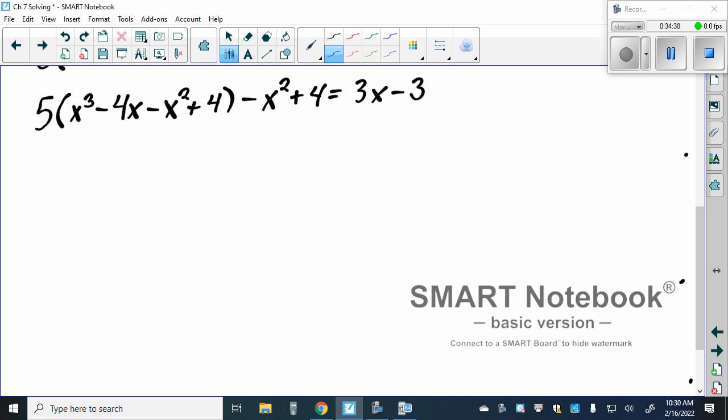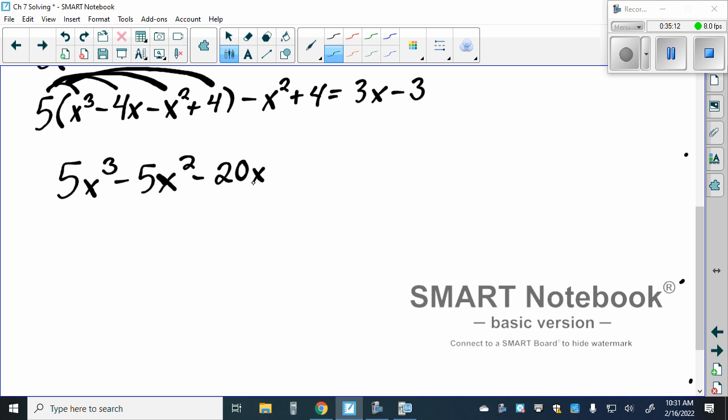I would go on and multiply the 5 and reorder as I multiply. Because 5 times x cubed is 5x cubed. Well, in standard form, x squared would technically be next. 5 times negative x squared would be negative 5x squared. So it's really multiplying it by the 5 and just bumping it up to its correct spot. 5 times negative 4x is going to be negative 20x, and 5 times 4 is plus 20, minus x squared plus 4 equals.